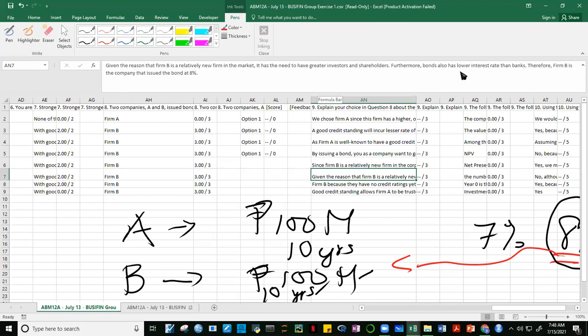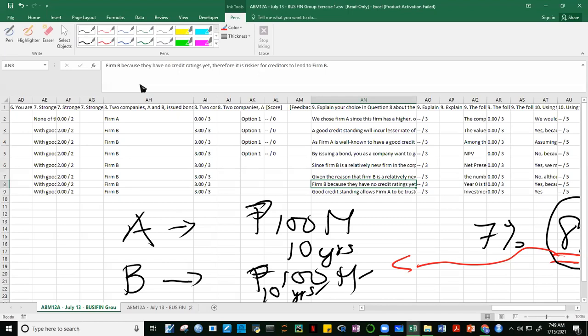The bonds also have a lower interest rate than banks. Not necessarily true. Therefore, Firm B is the company that issued the bond at 8%. This doesn't hit the answer that the amount of risk the investor assumes in B is greater because it's newer. That wasn't mentioned, and that's the answer we're looking for, guys. This is theory building, so it's important that we get the fundamental principles.